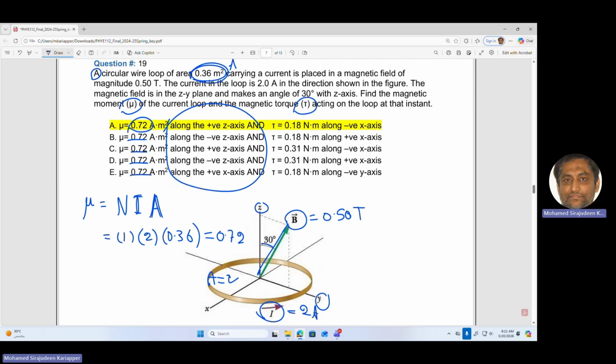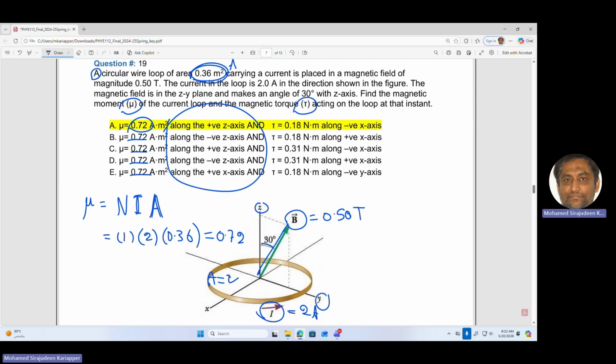Is it correct like this? No, because the current is going like this, right? You see that? Looking from above, the current is flowing counterclockwise. So either you keep it like this or like this, only two choices. If I keep like this, is my finger curling in the direction of the current? No. If I keep like this, yes. Okay, looking from above, it is counterclockwise.